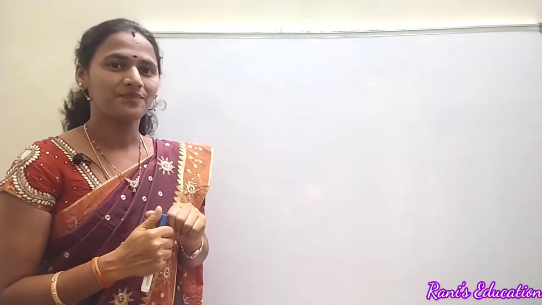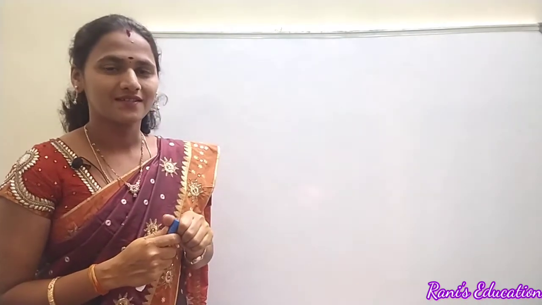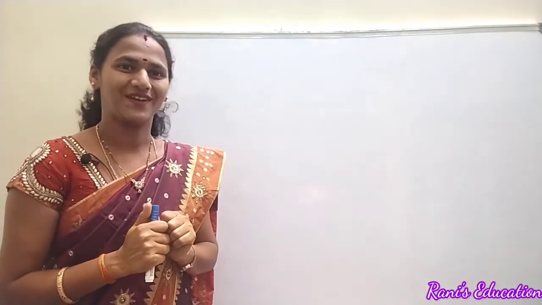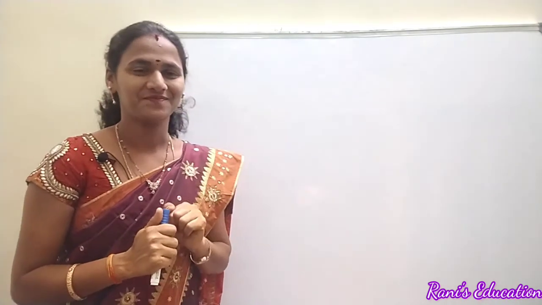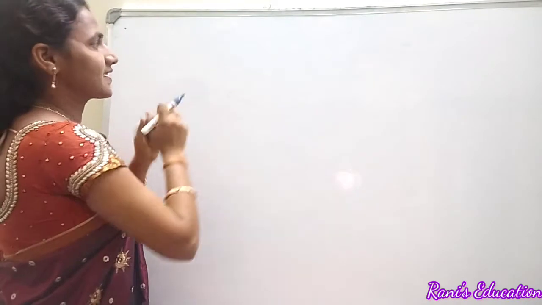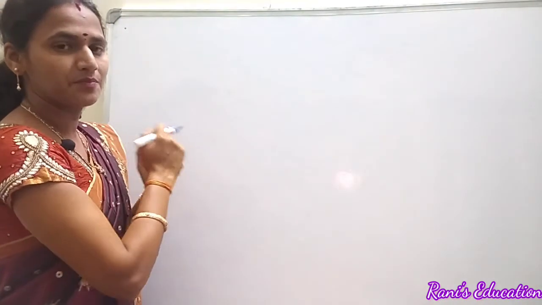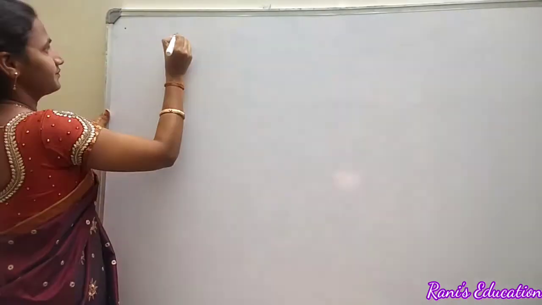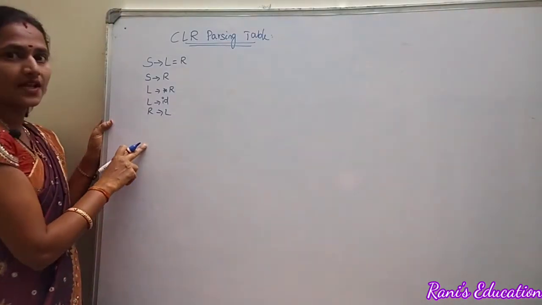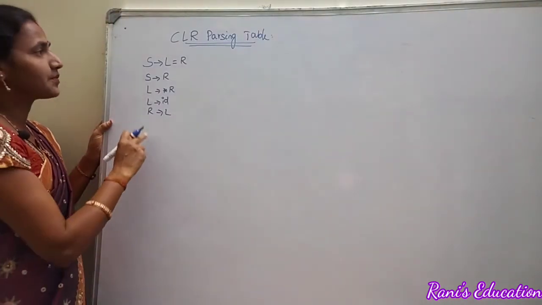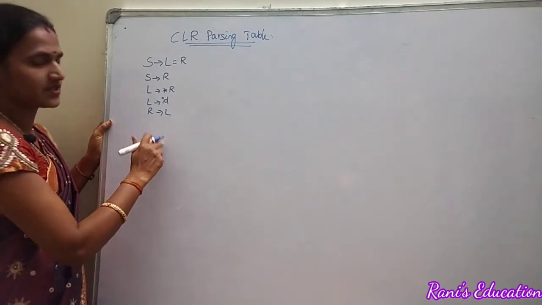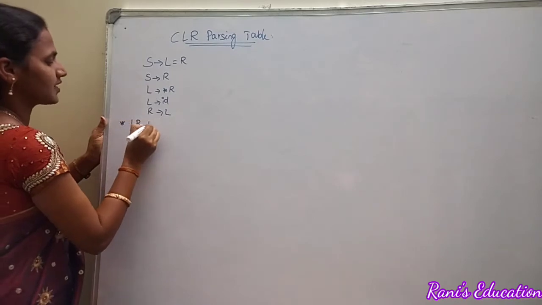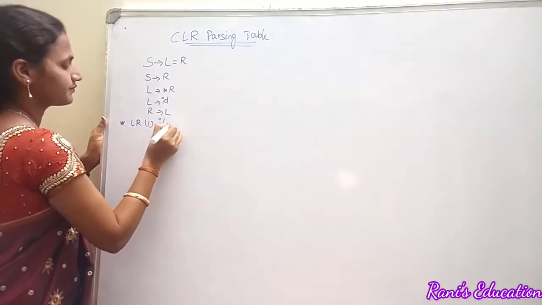Today we will see how to construct the CLR1 parsing table. Let us consider a simple grammar for the construction of the CLR parsing table. In the construction of the CLR parsing table, we are supposed to compute LR1 items. How to compute LR1 items, that we are going to discuss.